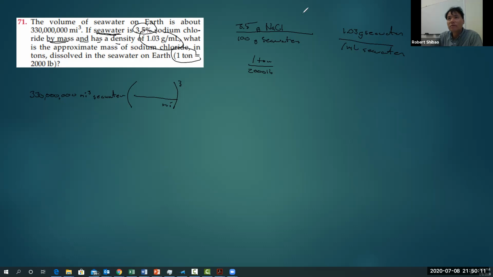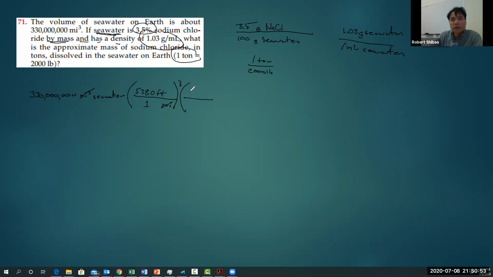Do I have anything with miles cubed of seawater? No, I don't, but I have something with milliliters of seawater. So I'm going to go miles to feet. I know there's exactly 5,280 feet per 1 mile. And so the cubic miles cancel and leave me with cubic feet of seawater. That's okay, because eventually I can get from feet to inches to centimeters. Now I have some kind of strategy. I'm going to go from cubic feet to cubic inches to cubic centimeters. Cubic centimeters is the same thing as a milliliter.